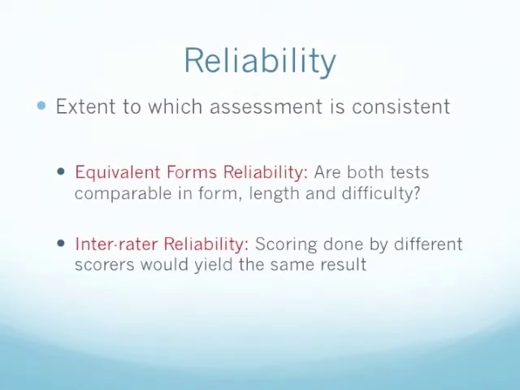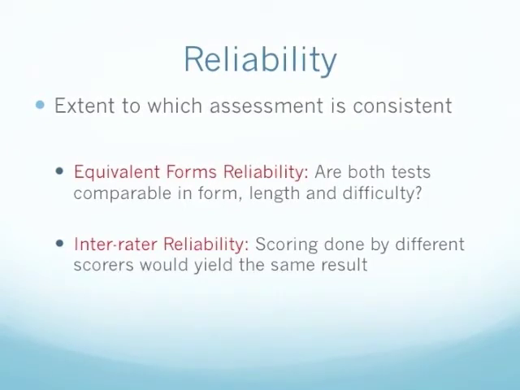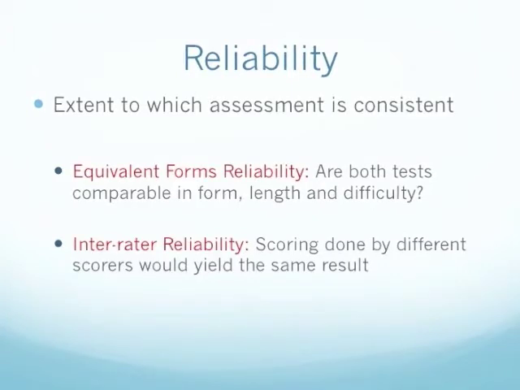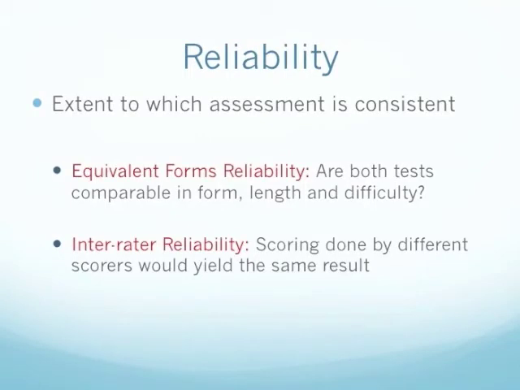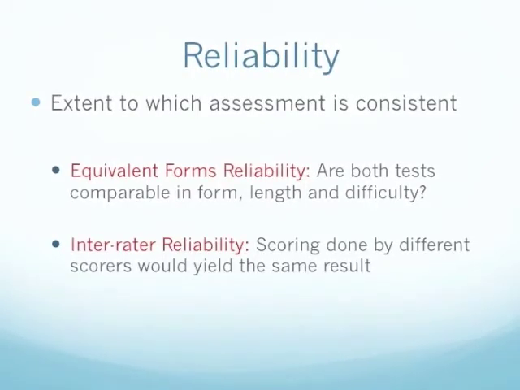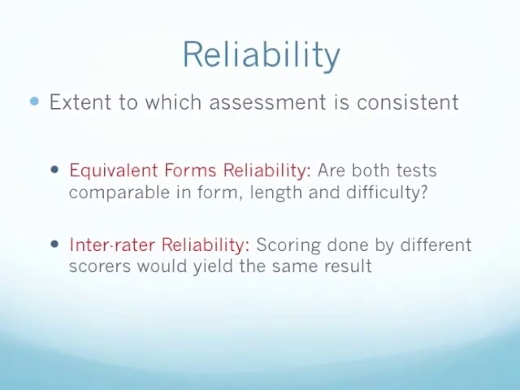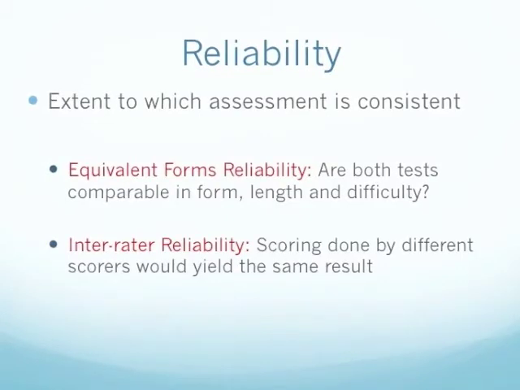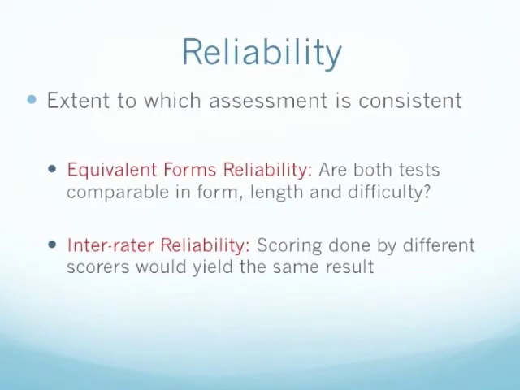Reliability refers to the consistency of results or the general dependability of the test. A test that produces similar results under similar conditions is said to be reliable. So if you've ever taken or given an exam where there were two forms of the same test, that's what we're talking about here. Were both of those forms the same in terms of difficulty, in the format that they were in, and the length of the test? Those are the things that we're thinking about when we're talking about reliability.